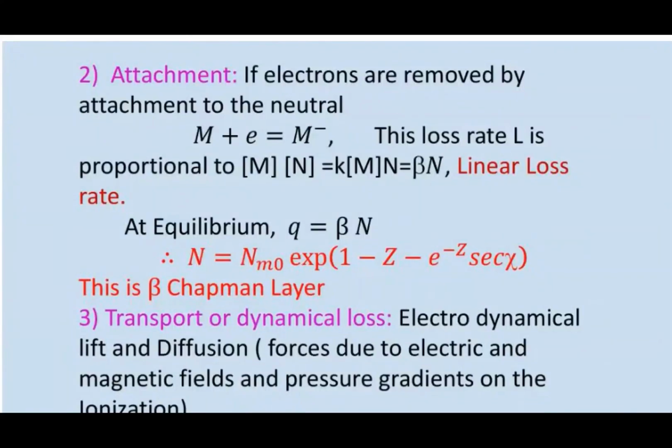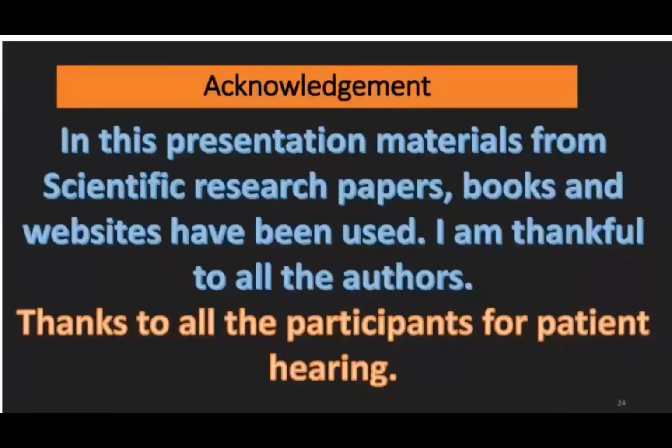There is also a third loss process which is called transport or dynamical process, in which the electrodynamical forces acting on the ionization can lift it from its point of origin to some other region, or can help diffuse it away from the production source, and therefore these also are important loss mechanisms. Finally, a combination of all these processes will decide the net electron concentration that you get in the ionosphere.